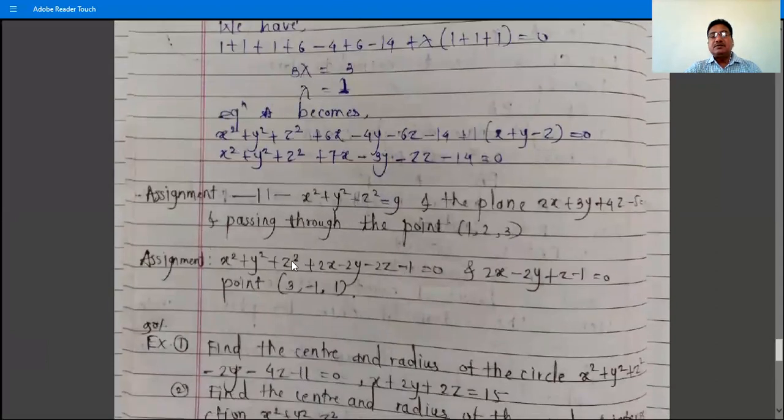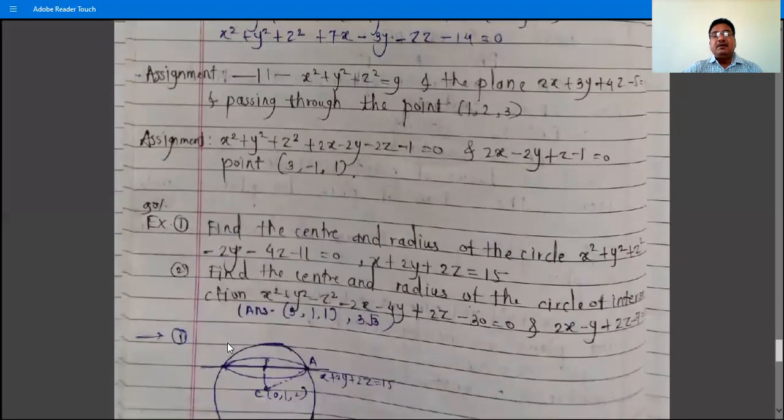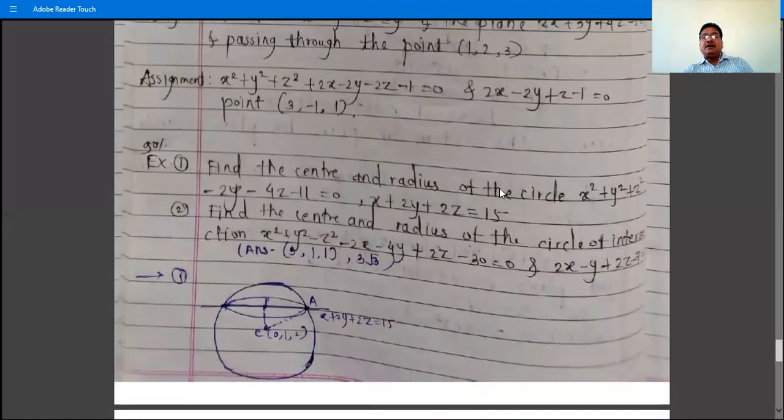A similar question next for assignment: find the equation of the sphere passing through the circle of intersection of this sphere and this plane and passing through the point (3, -1, 1). Next problem is: find the center and radius of the circle x² + y² + z² - 2y - 4x - 11 = 0 and x + 2y + z = 50. The same problem, second problem.